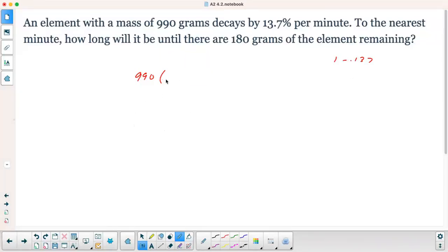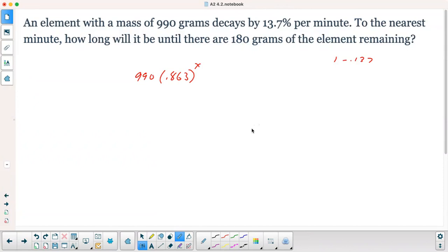So my decay factor is 0.863, not a growth, because it's less than 1. So I'm going to just kind of trial and error until this is to the x. Plug in a bunch of different numbers here until you get a number less than 180. Okay, it says to the nearest minute.